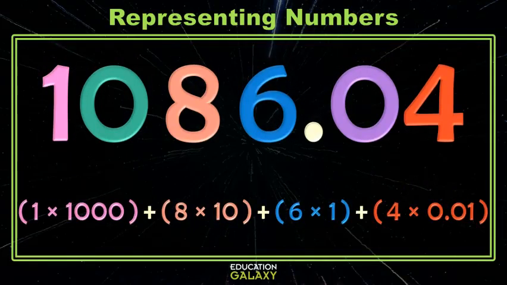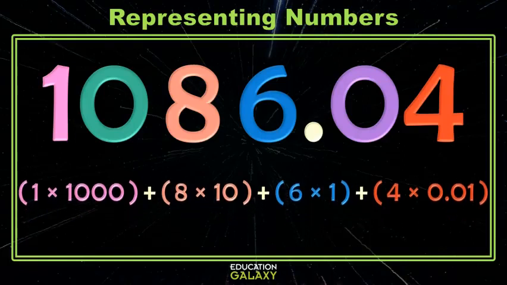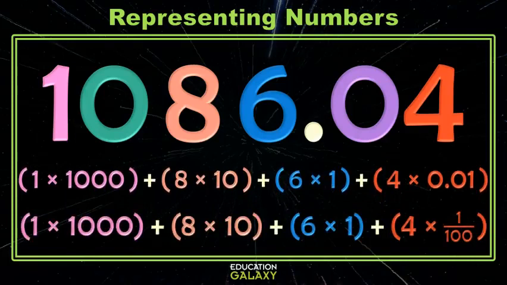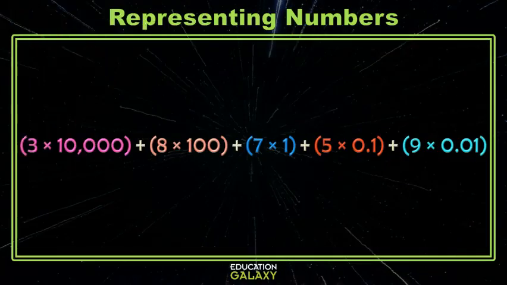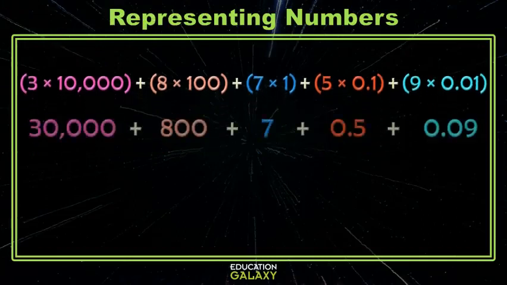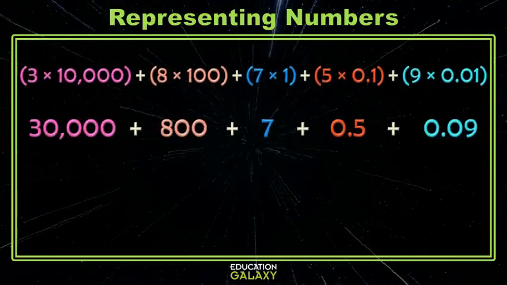Sometimes, instead of seeing the decimal, you'll see the fraction. So that 4 times 1/100 might be written this way. Now, what if you're given the expanded notation and you need to write the standard form? Well, we could do all of this multiplication, and then we could add up all of those numbers, but that seems like a lot of work. I think we can shorten that process.